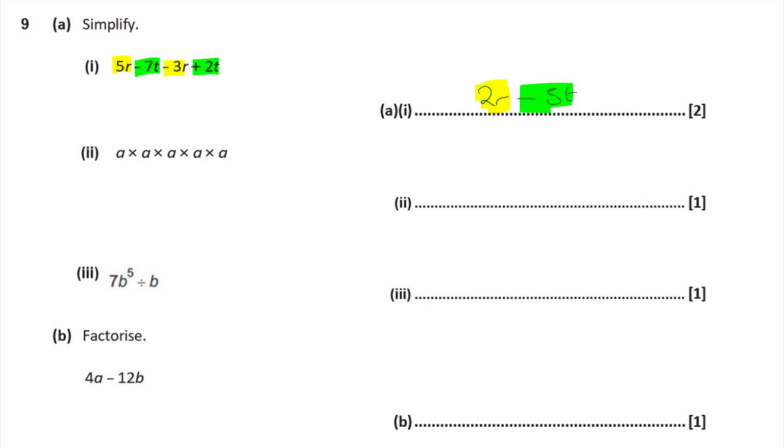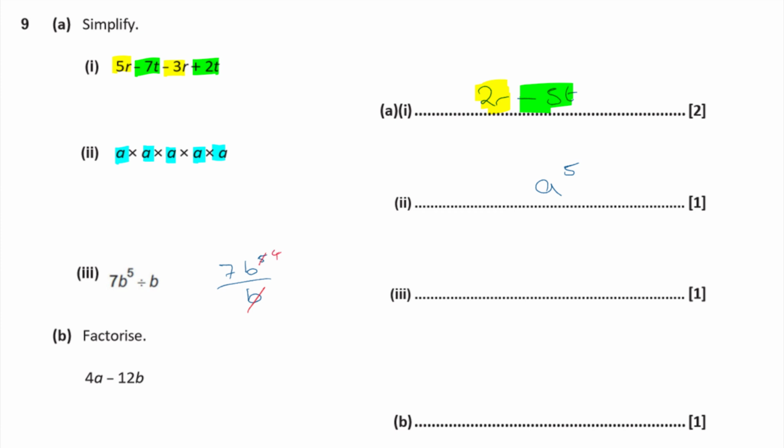Right, next one. I've got a times a times a times a times a. That's 5 a's multiplied together. That's going to give me a to the power of 5. Okay. And then 7b to the power of 5 divided by b. I think sometimes it looks easier if you do this as a quotient. So dividing that b into that b to the power of 5, that's going to leave you with b to the power of 4, isn't it?